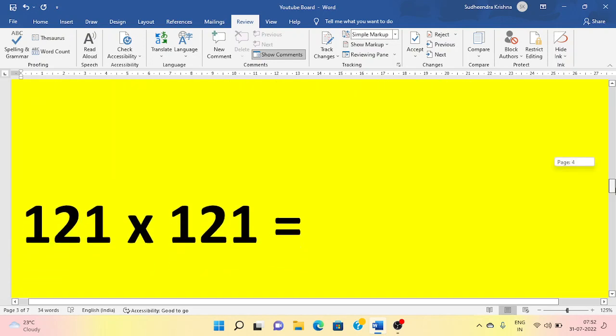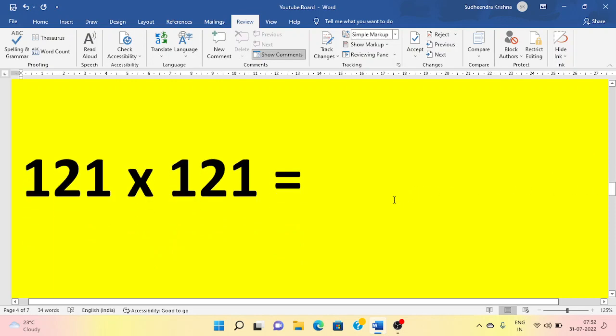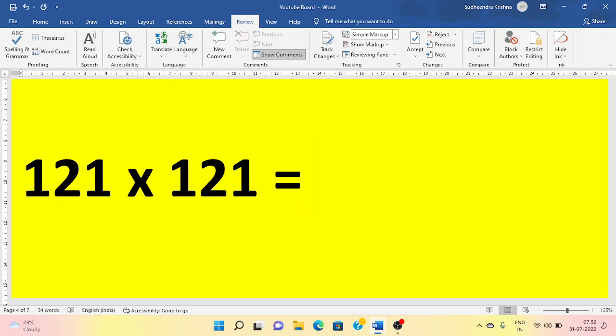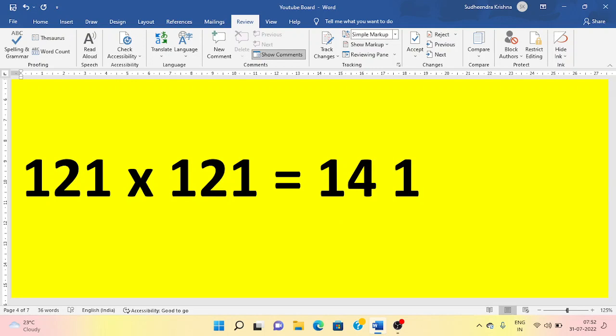Now you can use this method to find the squares of numbers which are starting and ending with 1. Suppose you want to find 121 squared, which is nothing but 121 into 121. To get the result, put 1 on both sides. Now you have 2 in the middle of the two numbers. Add 2 and 2, which is 4. So put 4 here and another 4 here.